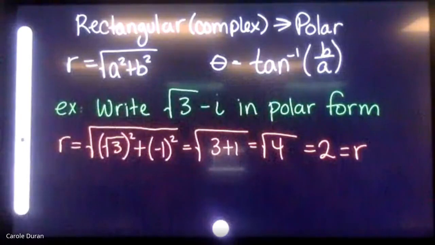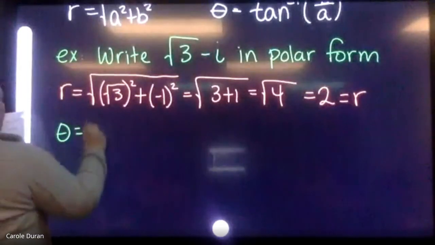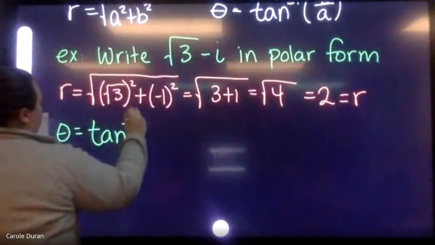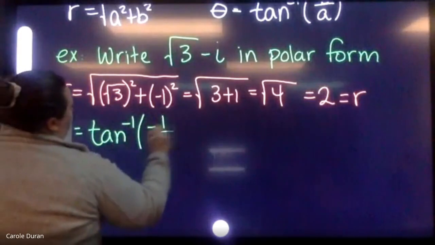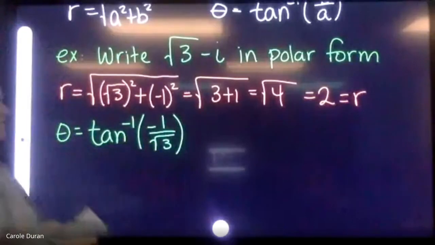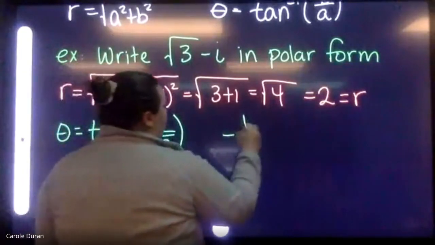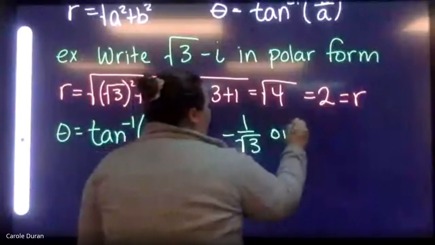Now I need to find my angle theta. So for my angle theta, I'm going to have tangent inverse of -1 over the square root of 3. On my unit circle, that can either look like -1 over the square root of 3 or negative square root of 3 over 3.